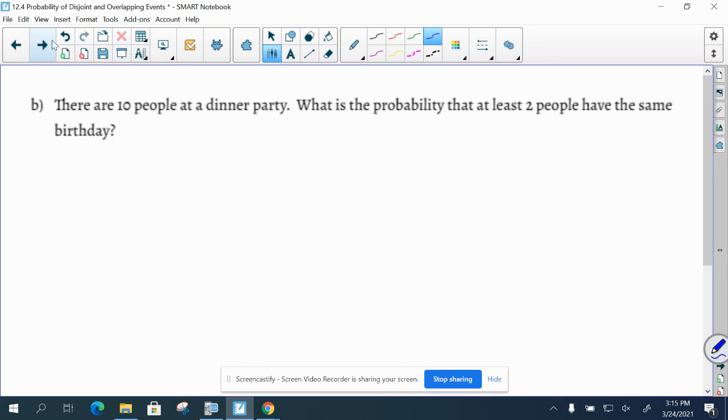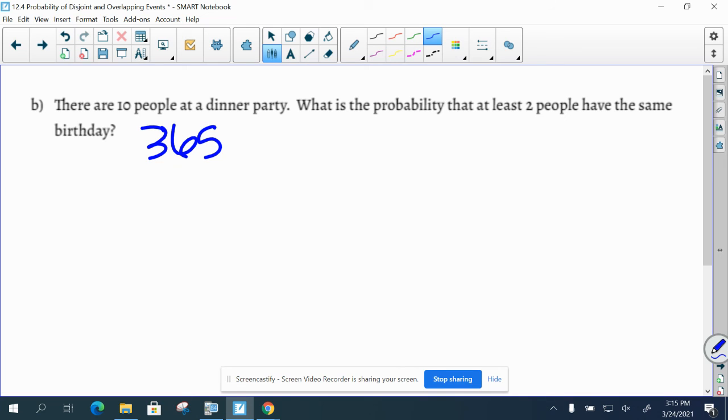Okay, and then part B is really similar to that. So there are 100 people at a dinner party. What is the probability that at least 2 people have the same birthday? So now you've got the 10 people, kind of like the 5 people, but what's the total? Remember how there was a 500 in the other example? So what's the big number that we have here? And the answer to this is the days of the year. So it's 365. That's kind of like the hidden part of this question that's not in the question.